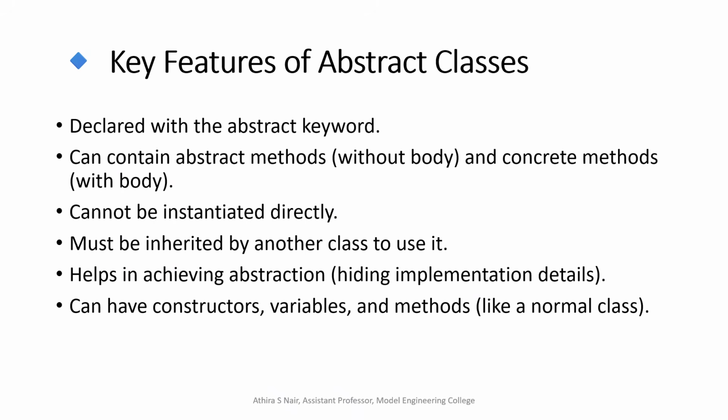The key features of abstract classes: we declare it with the abstract keyword, and it can contain abstract methods, that is, without a body, and concrete methods, that is, regular methods. Regular methods contain the body, and an abstract class cannot be instantiated directly. We can inherit it by another class to use it. Abstract classes are used to achieve abstraction, that is, we can hide the implementation details, and it can have constructors, variables, and methods like a normal class.